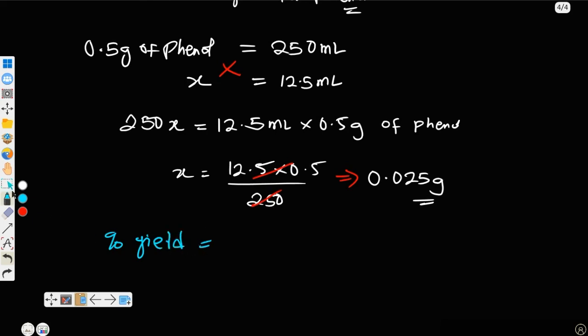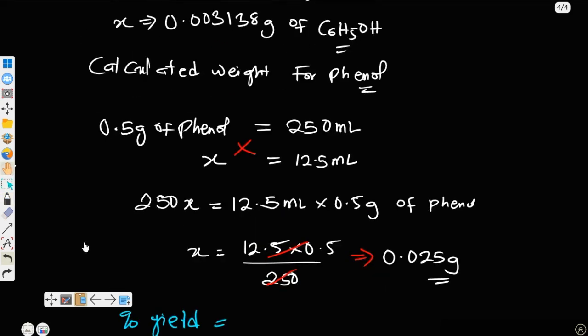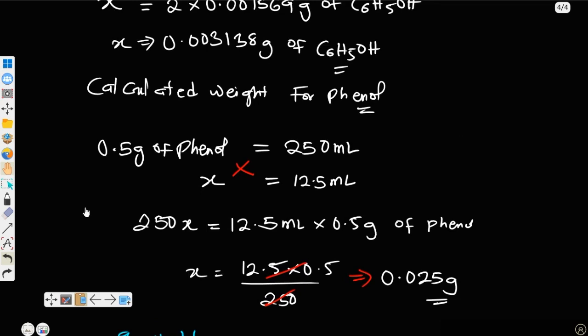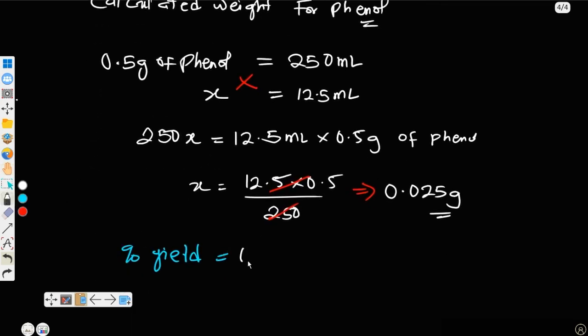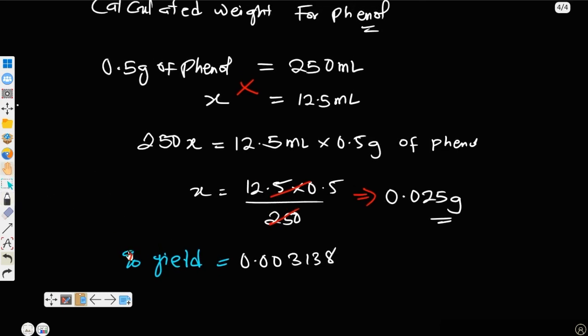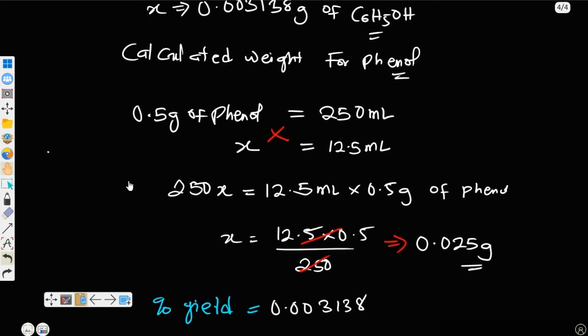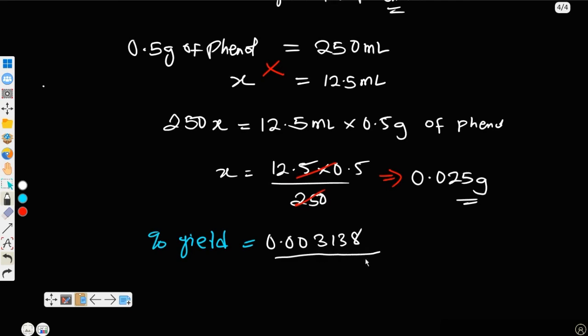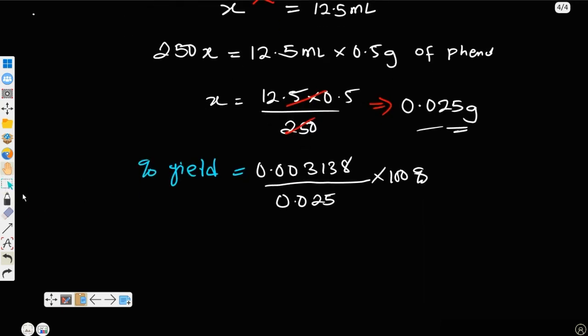To calculate the percentage yield or the purity, the percentage yield would be equal to the amount calculated, which is 0.003138. Let me write it. Make sure this is correct. Yeah, 0.003138 divided by 0.025 times 100%. This is the theoretical. Now, when you divide this, percentage yield is going to give you an amount. What do you think the percentage yield will be now?